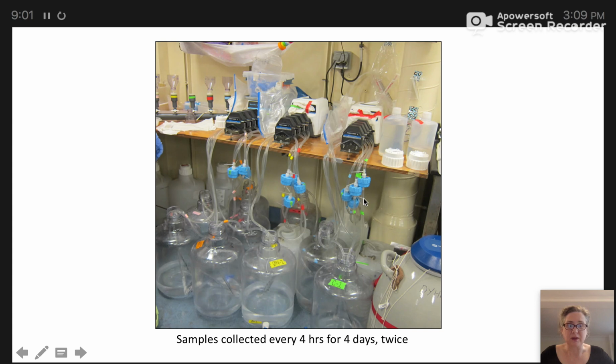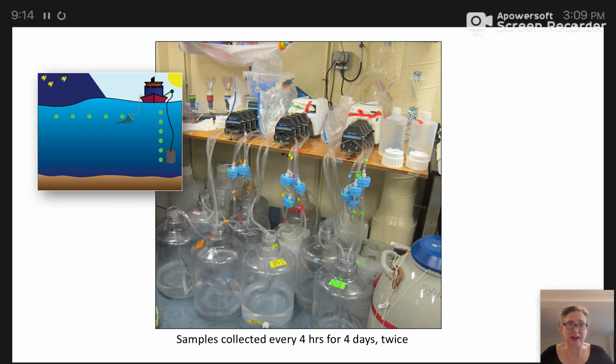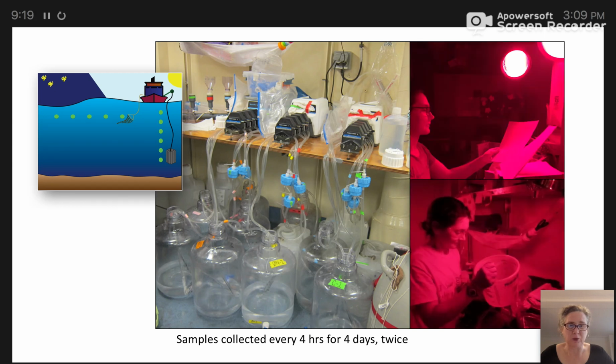And for this diel study, we collected samples every 4 hours for 4 days, twice. Not only during the daytime, as shown here, but also, if you recall, we were sampling at night, which meant working and filtering in the laboratory under red light to try to preserve the diel signal we were looking for. So I need to especially acknowledge my technician, Sheean Haley, shown here, and the other members of my lab group that were on this cruise with me, because it was quite an effort.